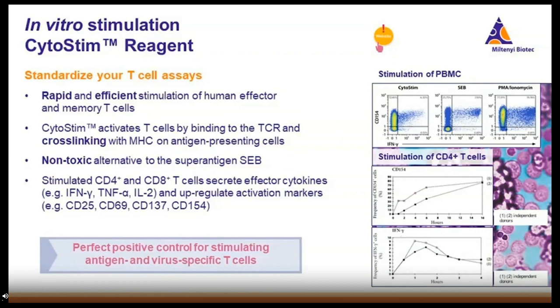Here in the graph on the side, you can see that PBMCs can be efficiently stimulated using CytoStim. And also upon stimulation with CytoStim and in the presence of antigen-presenting cells, CD4 and CD8 positive T cells start to secrete cytokines such as interferon gamma, TNF-alpha, interleukin-2, and will upregulate activation markers within a few hours. So CytoStim really is the perfect positive control for stimulation of antigen and virus-specific T cells.